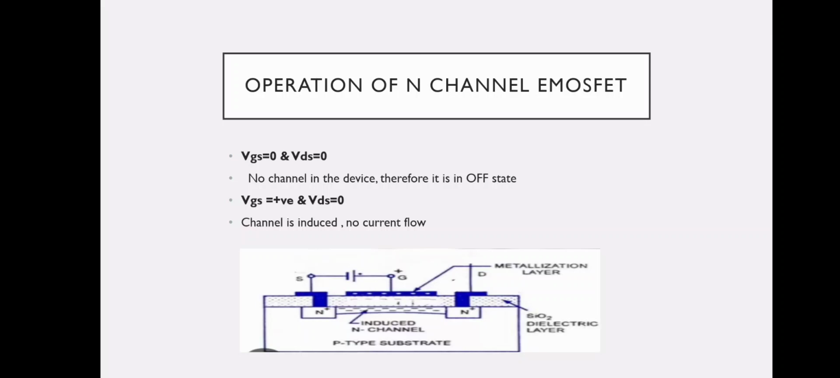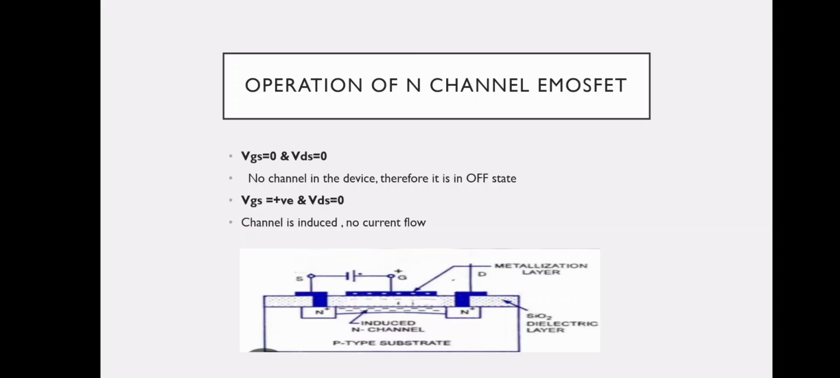Also, you have to keep in mind that there is always an internal connection between the source and the substrate. That will be done within the device itself. Now let us see what happens when you apply a positive gate source voltage.